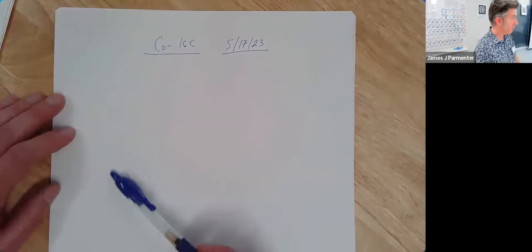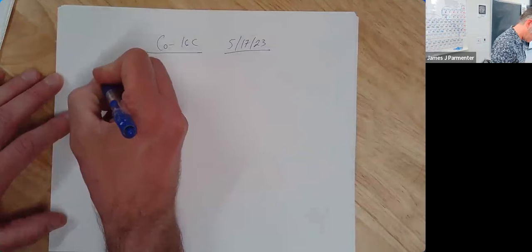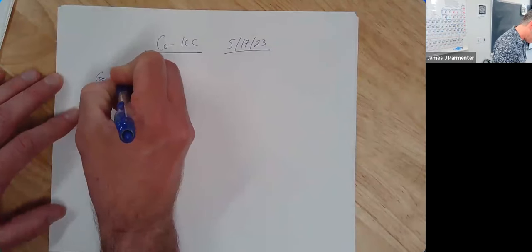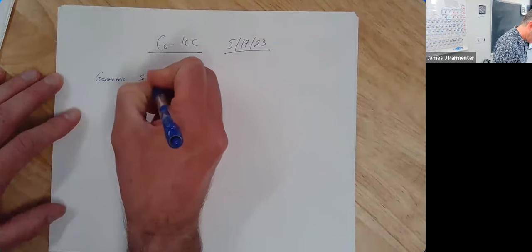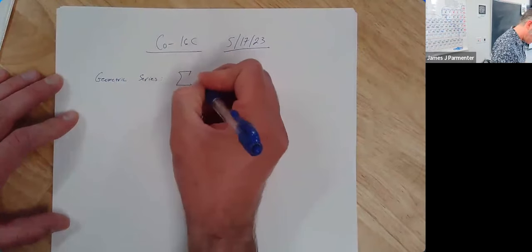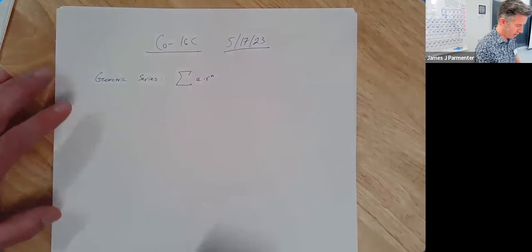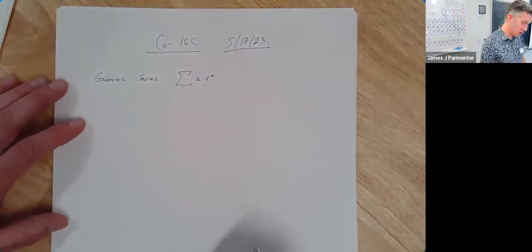So last time we were talking about geometric series. Just let me remind you about them quickly and we'll do a couple of examples. Here is the general idea. A geometric series looks like this. Very generally, it's the sum of some a times r to the n, where r is your ratio.